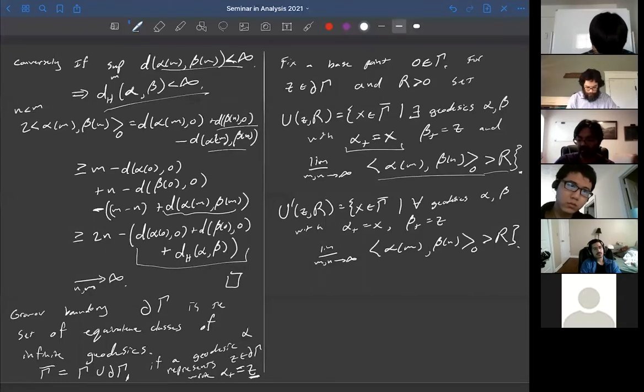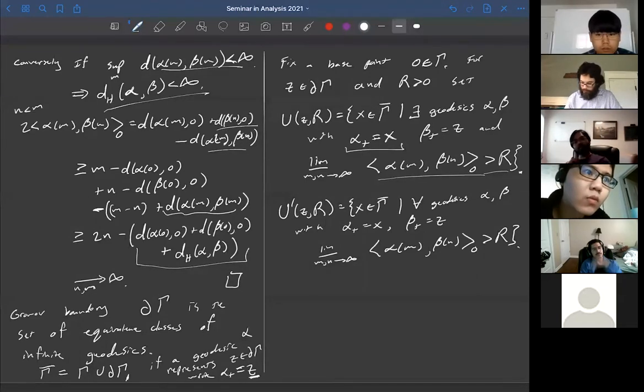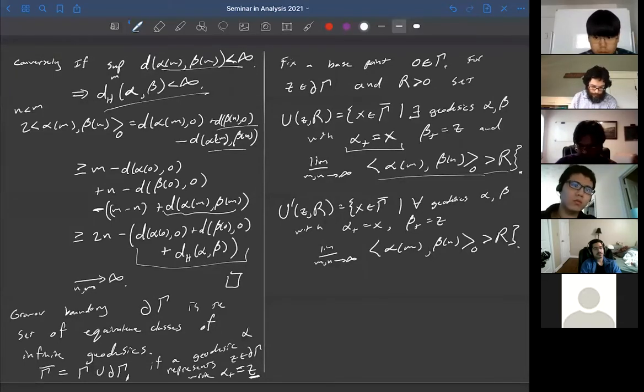So it's the same thing. And then we'll, so of course, obviously, U prime is contained in U. And we'll prove that the converse happens up to some epsilon. So specifically, let's prove the next lemma.